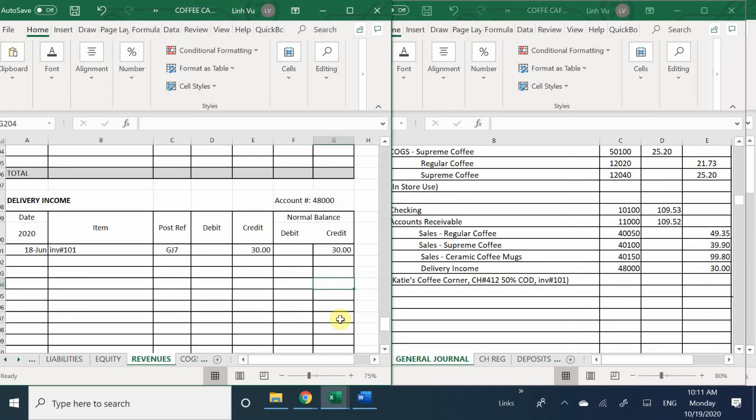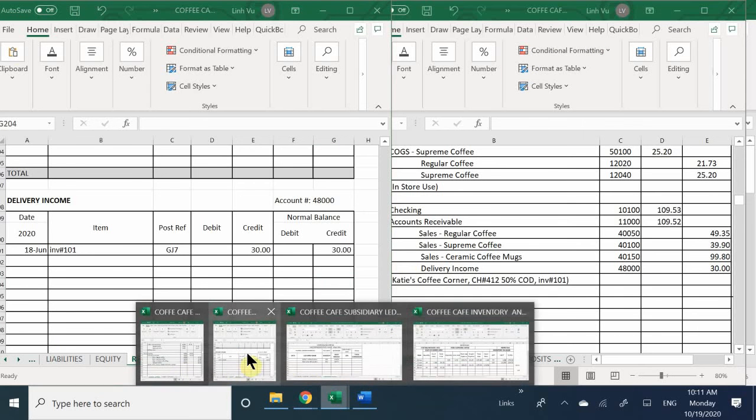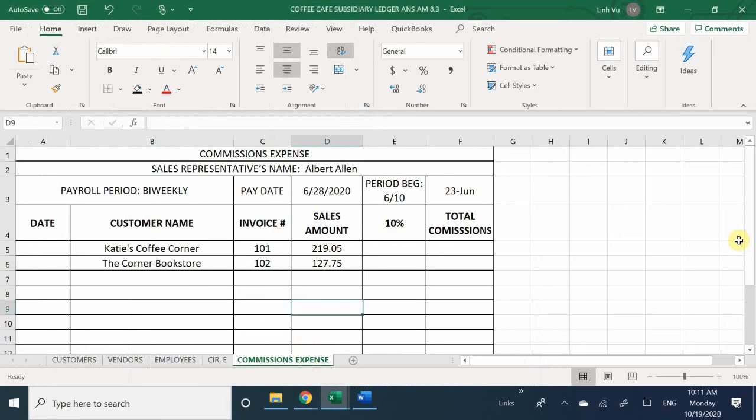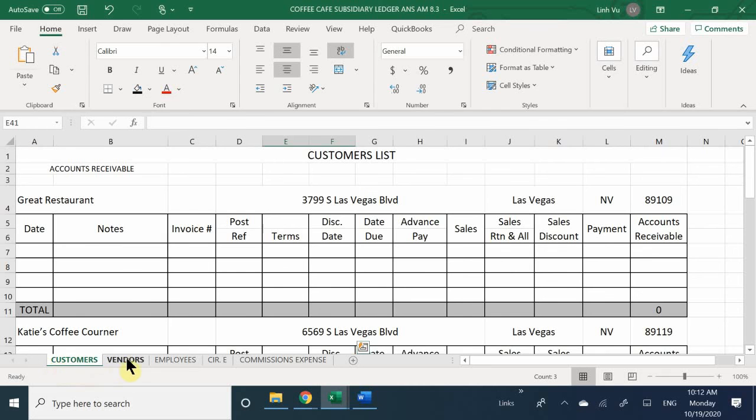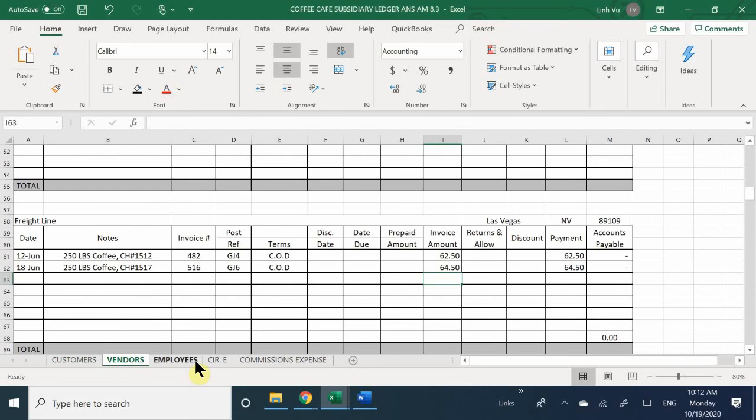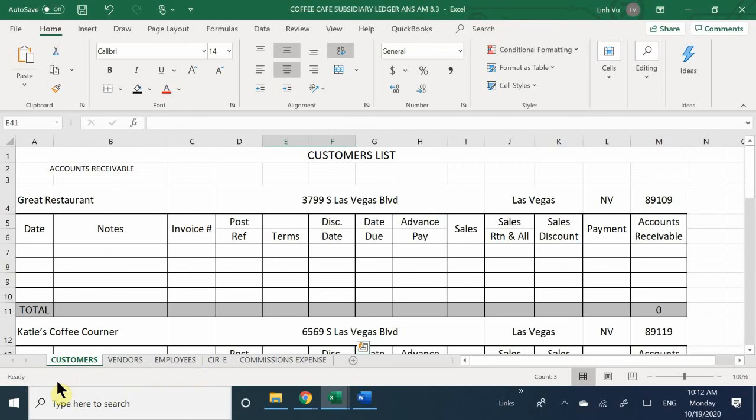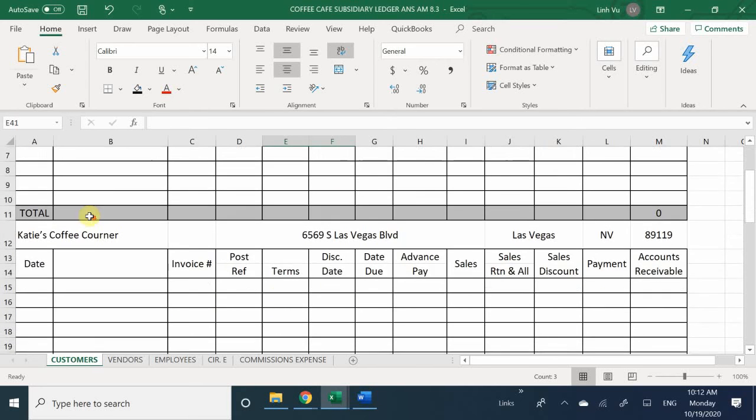Go to the subsidiary ledger. Subsidiary ledger. Okay. Who am I dealing with? Katie's Coffee. So is that a customer, a vendor, or an employee? Customer. It's a customer. So on the customer's page of your subsidiary ledger, it should be the very first page. All right, so here's Katie's Coffee Corner.